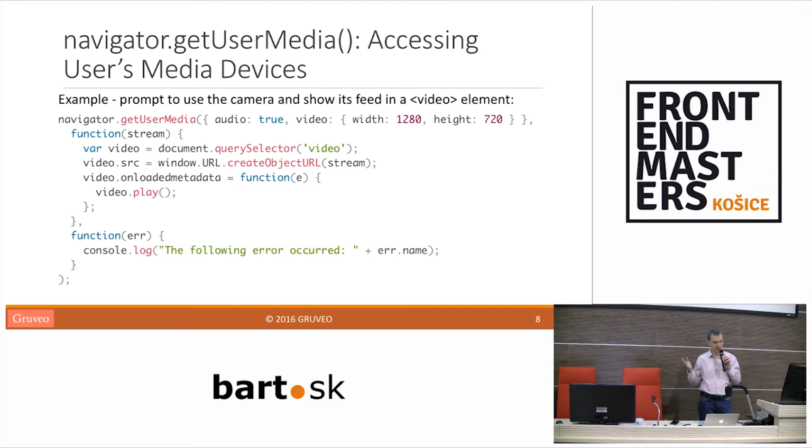So we request access to the user's media devices, and note that in the video constraint we say that we want some particular dimensions for the video. In the success callback, we locate the video element on the page and attach the media stream to that element and start the playback. And the end result is users seeing their own picture on the screen. There's also an error callback that lets us output any errors.